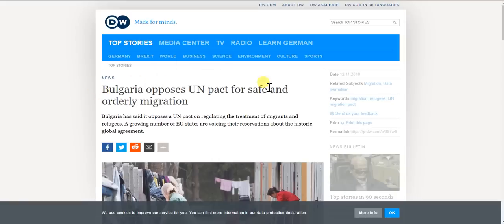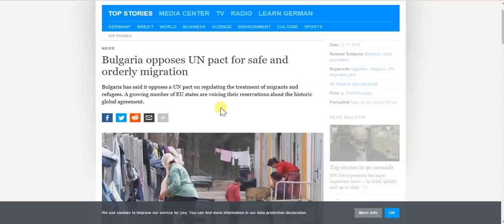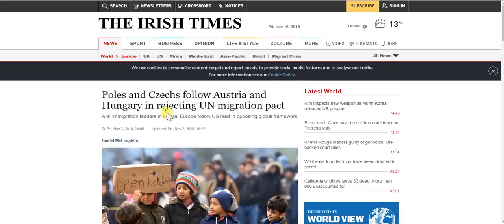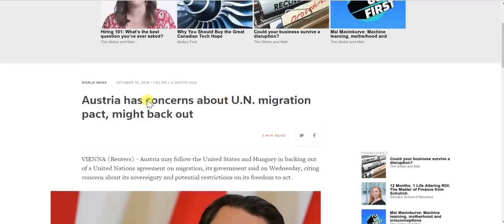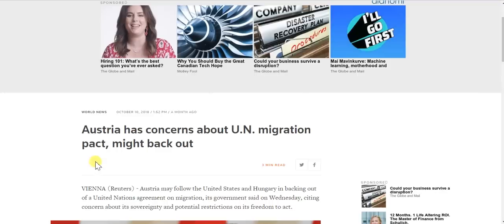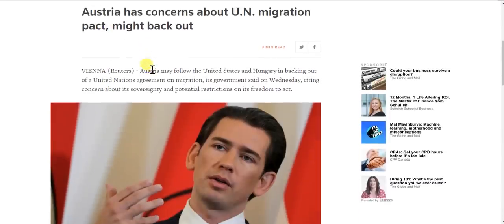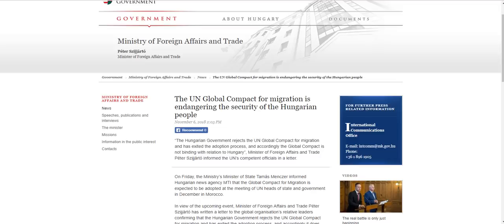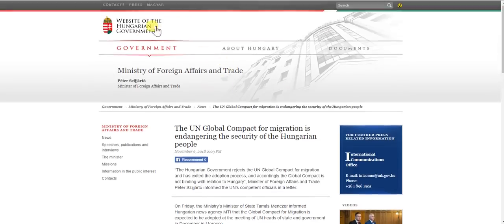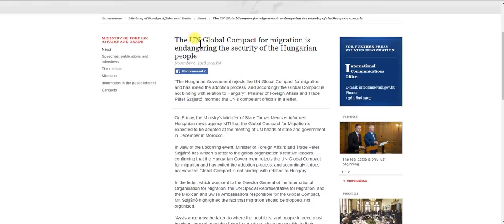Here's Bulgaria. "Bulgaria opposes UN Pact for Safe and Orderly Migration." Bulgaria has said it opposes the UN Pact on regulating the treatment of migrants and refugees. A growing number of EU states are voicing their reservations about the historic global agreement. Here is the Irish Times reporting, "Poles and Czechs follow Austria and Hungary in rejecting UN Migration Pact." I'm not going to go through all these articles. They're all essentially saying the same thing. Here's one for Austria, saying Austria has concerns about the UN Migration Pact and might back out. And these are all legitimate concerns. Here's one from the government of Hungary, I believe: the UN Compact for Migration is endangering the security of the Hungarian people.